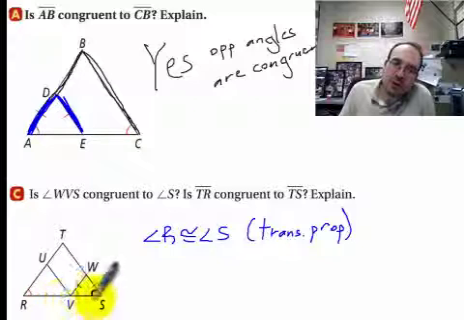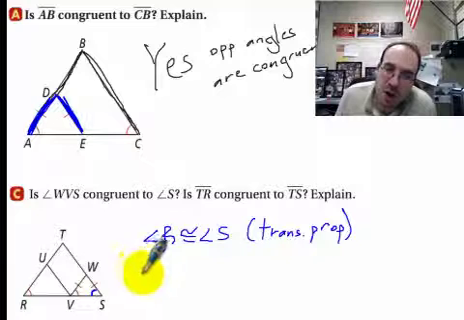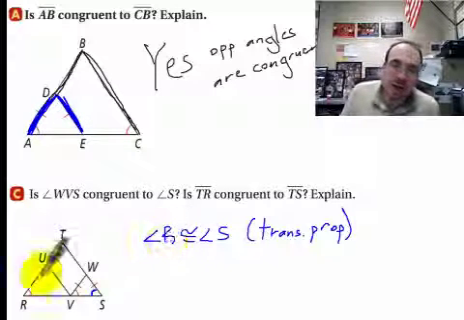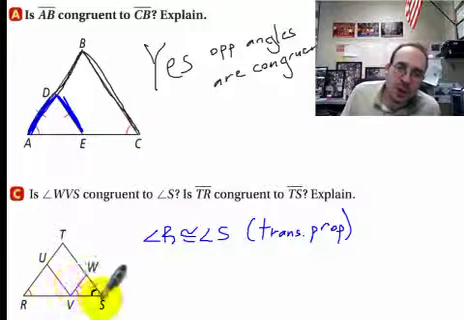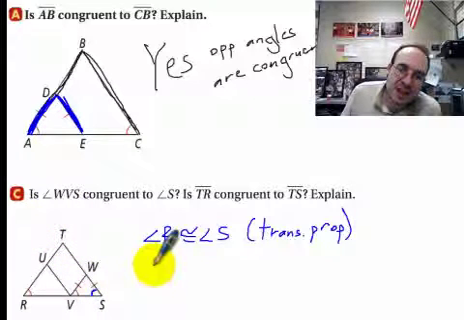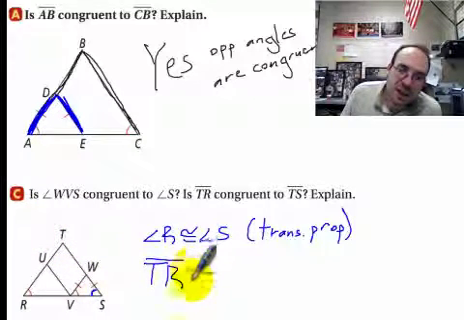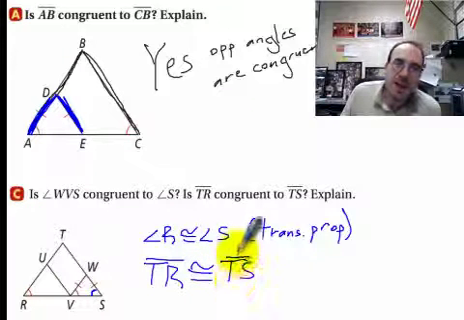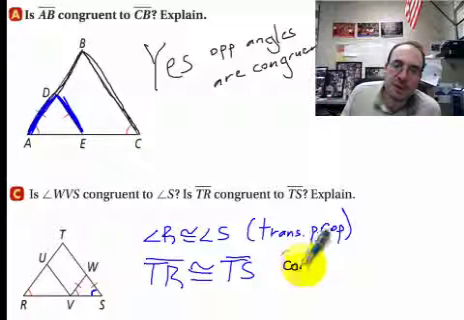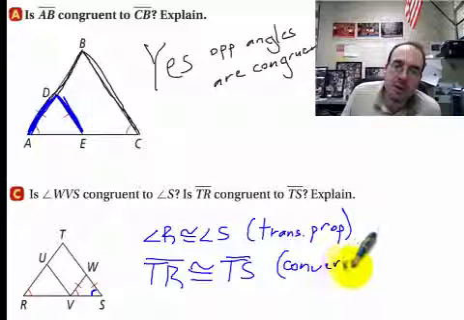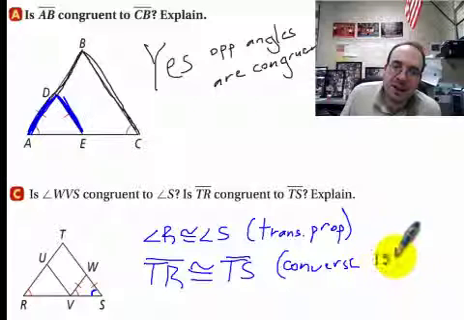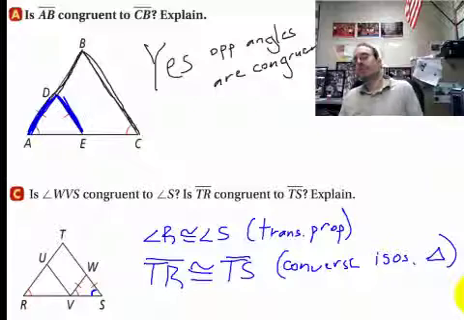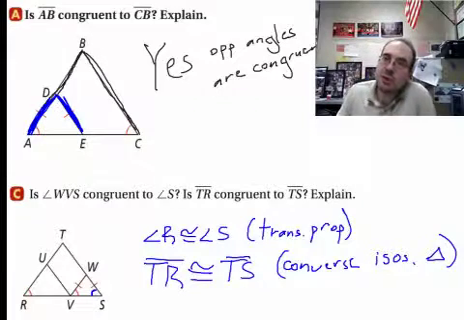If all three are congruent, if S is congruent to V and V is congruent to R, then S is congruent to R. Okay, so I cut out the middleman, and now that I know these two angles are congruent, I can say yes, TR is congruent to TS, and this is by the converse of the isosceles triangle theorem. Okay? Converse of the isosceles triangle theorem.